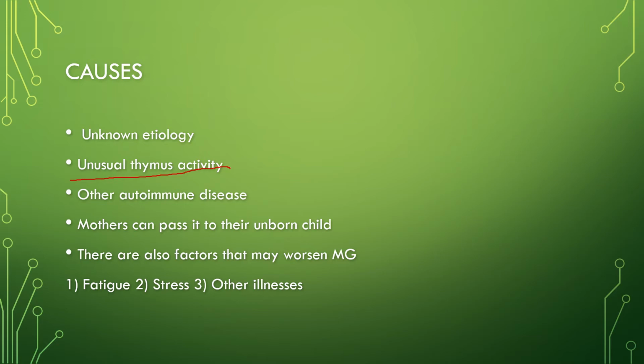Other autoimmune diseases would also predispose somebody to developing myasthenia gravis. I read online that mothers can actually pass it to their unborn child, and they said after like 2 months of treatment or something, the child would be myasthenia gravis free. There are other factors which may worsen myasthenia gravis, which would be fatigue, stress, and other illnesses.